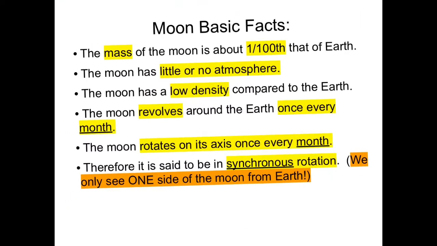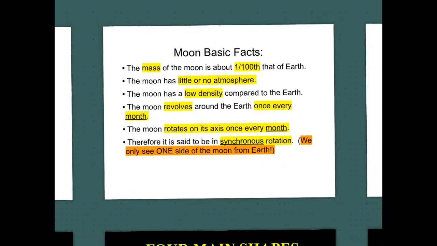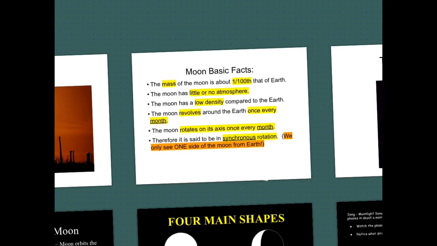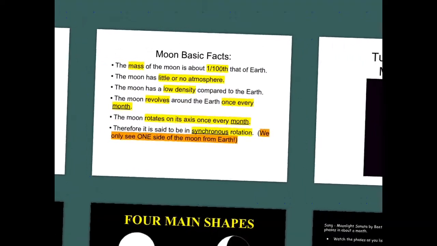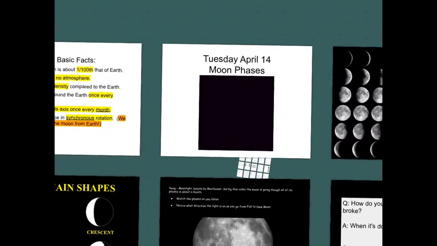It revolves around the Earth once every month, and we're going to talk a little bit more about that in this lesson. It rotates on its axis once every month, and it has synchronous rotation because we only see one side of the moon from the Earth, and this lesson is going to explain that.